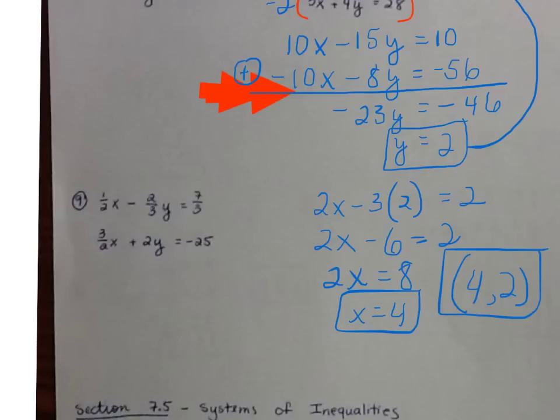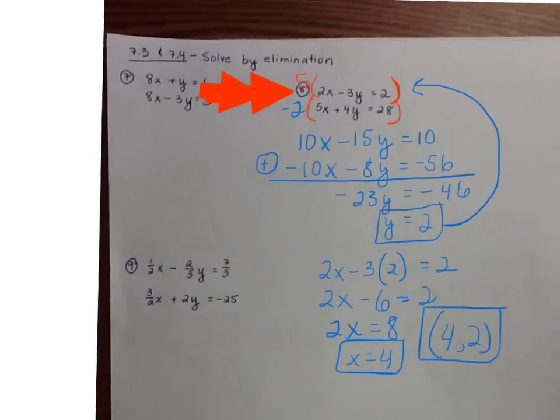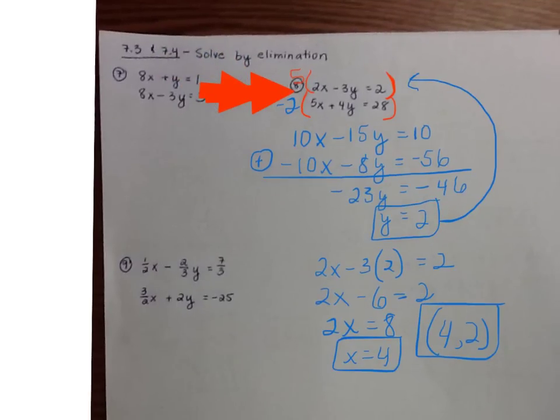Alright? Okay, so there's number 8 worked out. I'll have you guys try 7 and 9 on your own there.